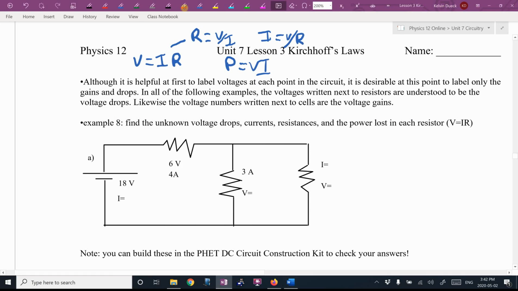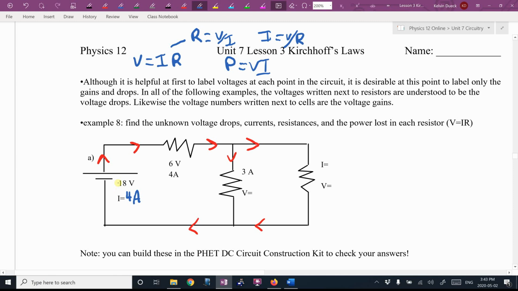Step one, label downhill. Step two, do I know the total current leaving the battery? Well, right here, there is 4 amps in the first resistor, so that must mean there's 4 amps right here, there's 4 amps right here. You know what? There is 4 amps leaving the battery. This question's gonna fall apart.